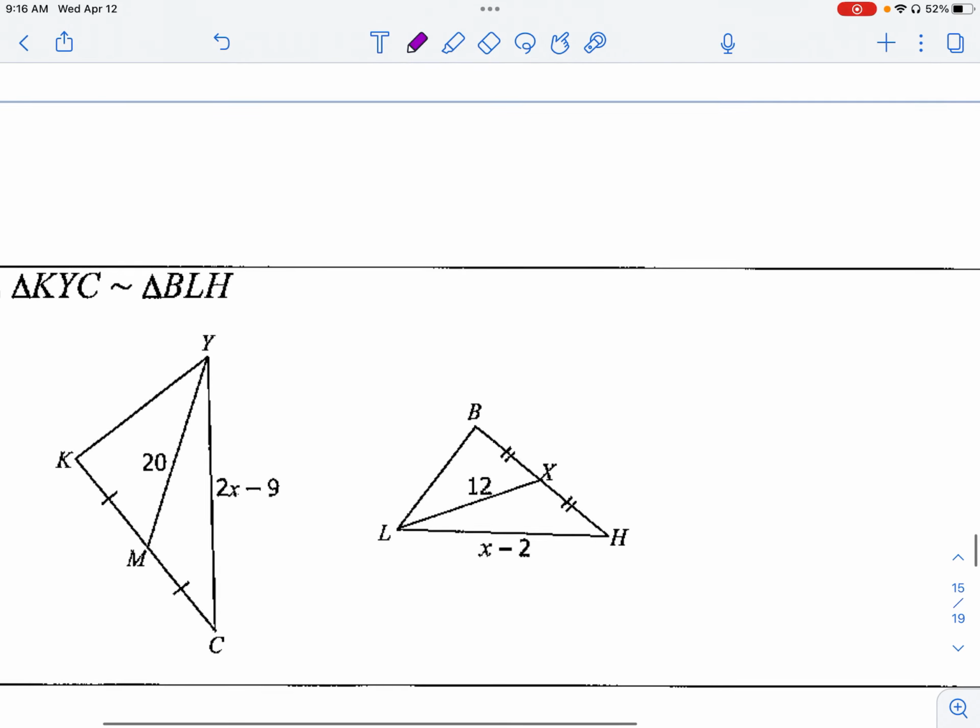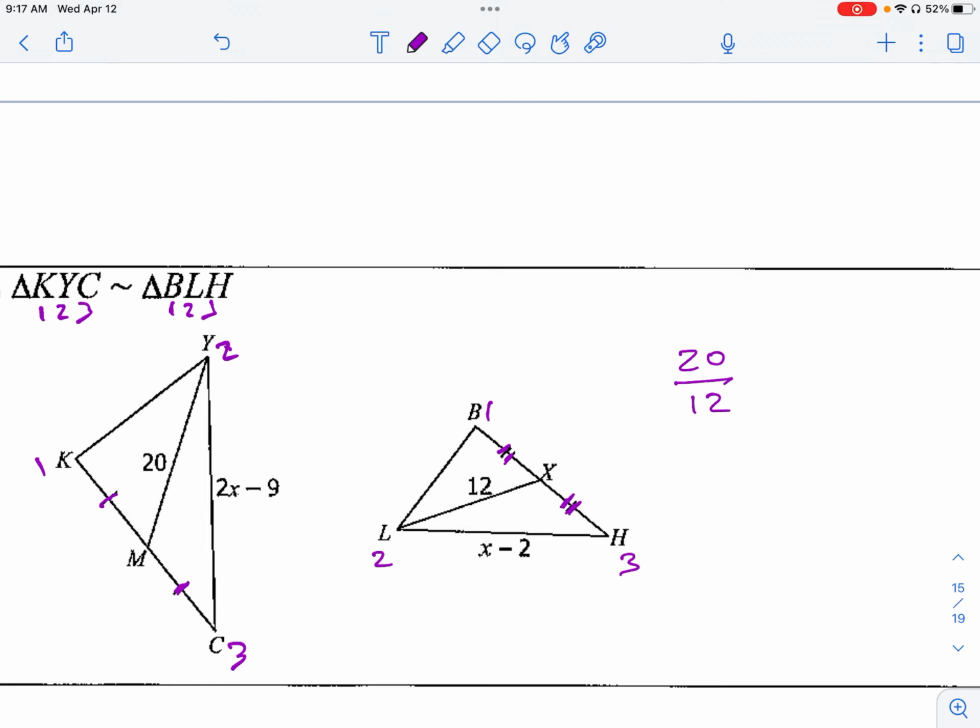One more example, and then we will stop there. All right, so KYC is similar to BLH. Let's line these up. 1, 2, 3, 1, 2, 3. K is 1, Y is 2, C is 3, B is 1, L is 2, H is 3. Oh, look, we're cutting this side in half from the median, so that's a median from the vertex to the side, cutting in half.